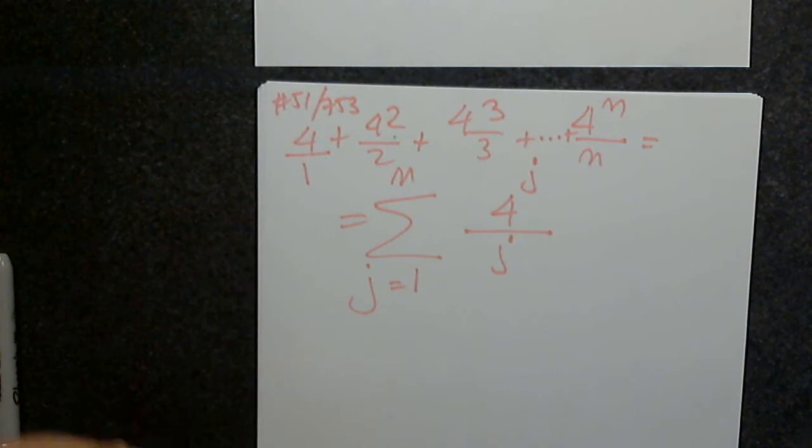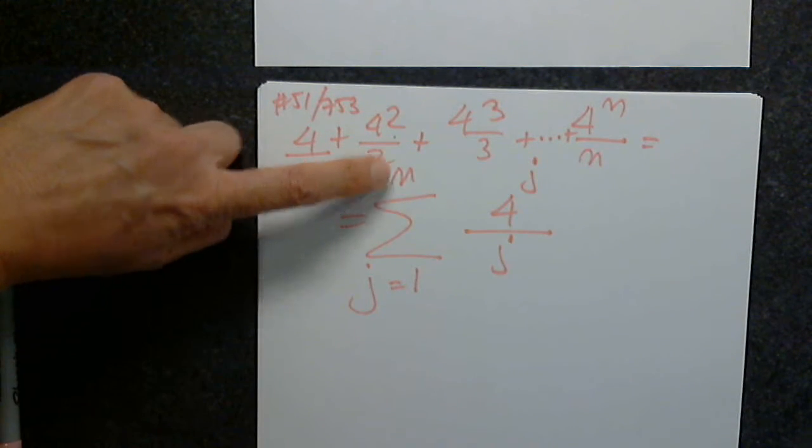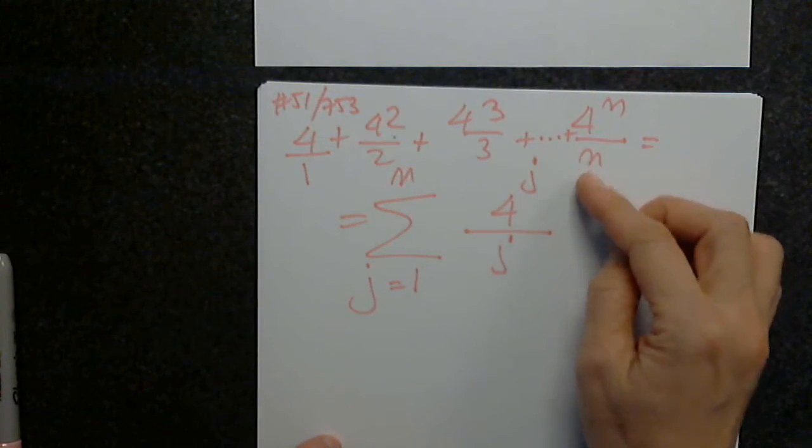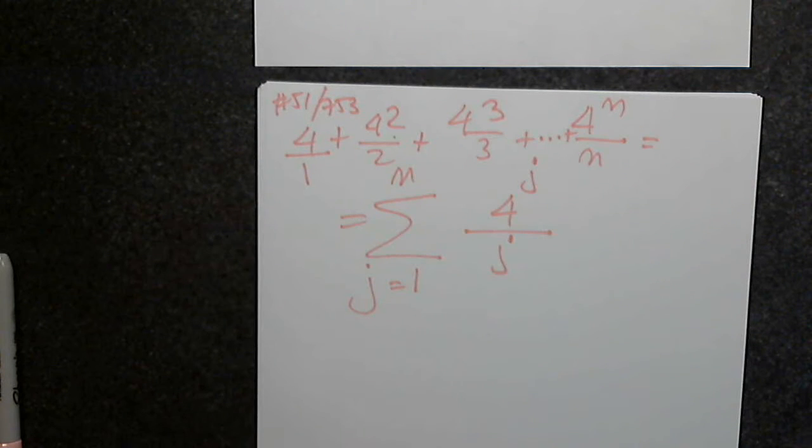And how do we get n at the top again? You mean the upper limit? Yeah, because it ends at n. If this were 9, I would have ended with 9.